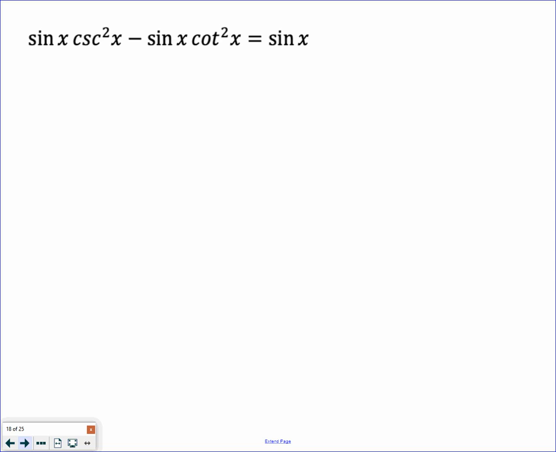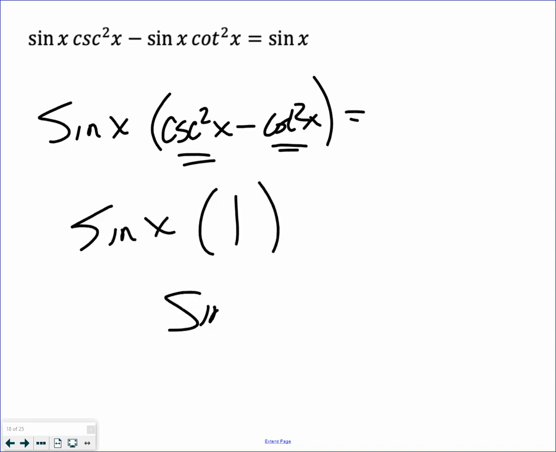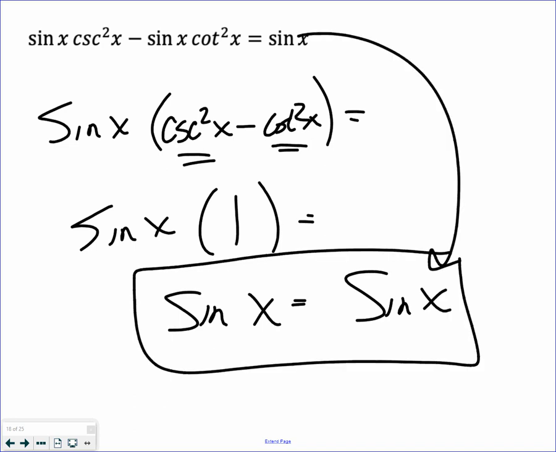One more verify question. If I ever see something in which I could take out a GCF, like I can take out a sine x from both of those, well, then this is actually a Pythagorean. If you take 1 plus cotangent squared x equals cosecant squared, then cosecant squared minus cotangent squared is 1. And so then sine of x times 1 is just sine of x, which is what I was trying to prove, that the left-hand side was going to be sine of x.